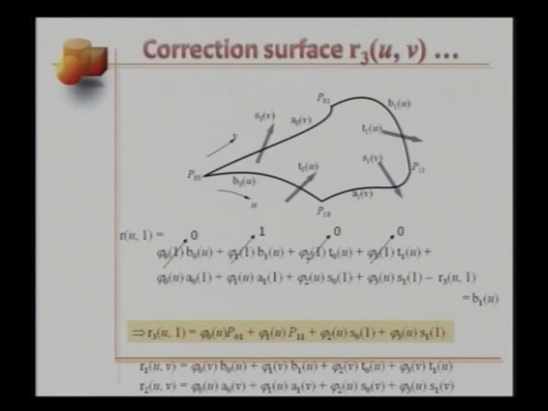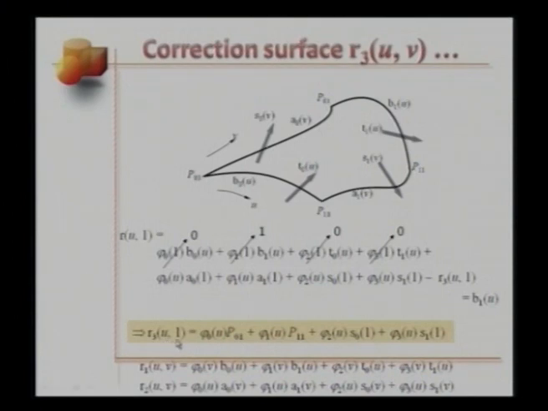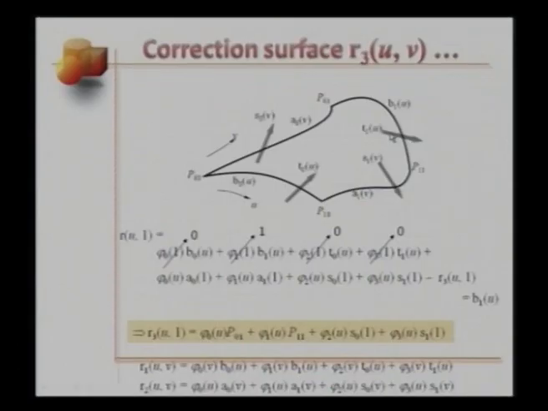Do you have an inkling as to what we are trying to do here? In the previous slide, we computed R3 U0. Here, we compute R3 U1. And if you notice, R1 of UV and R2 of UV were two lofted patches that were created using the bounding curves and the cross boundary tangents. We are trying to do something very similar here to find R3. Let's see what's in store for us next.